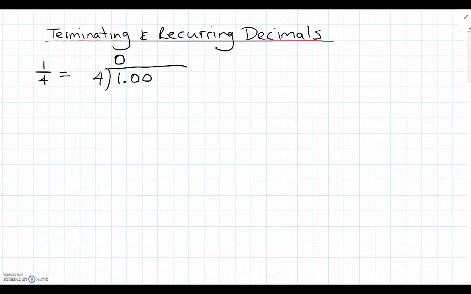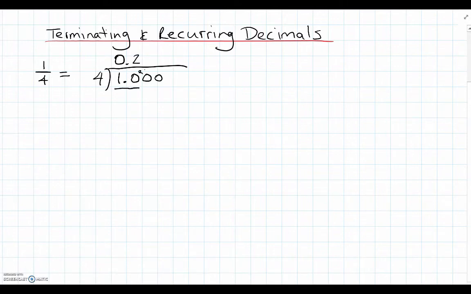I can create zeros for as long as I want, but I'm just going to create 3 of them because I won't need very many. And above my decimal point here, I'm going to put another decimal point. Now I can ask myself, how many times does 4 go into the number 10? 4 goes into 10 2 times. 4 times 2 is 8, with 2 left over. I have a remainder here.